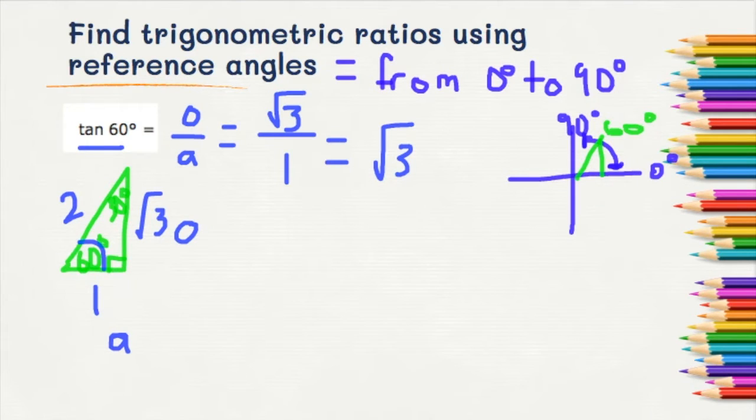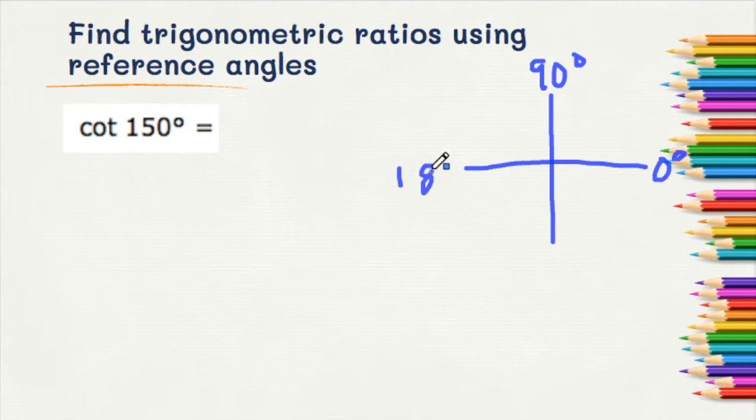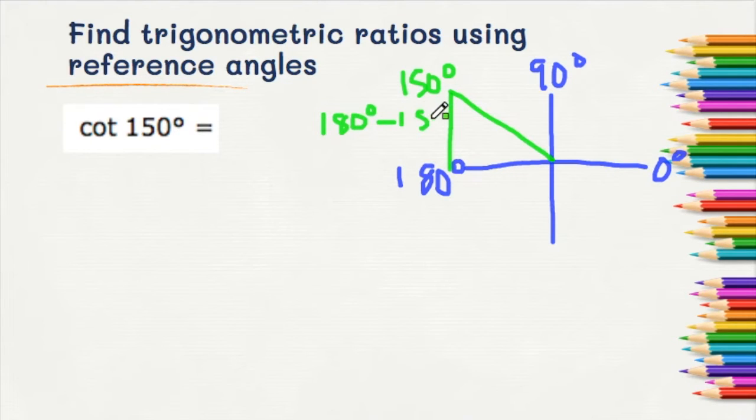All right, let's try one more. So here's cotangent of 150. Let's first draw the unit circle and find out where 150 is. So we have 0, 90, 180. 150 is somewhere between 90 and 180. 180 minus 150 gives us the reference angle that we're looking for. So 180 minus 150 is 30 degrees. And that angle is 30 degrees, meaning this triangle is a 30, 60, 90 degree triangle.